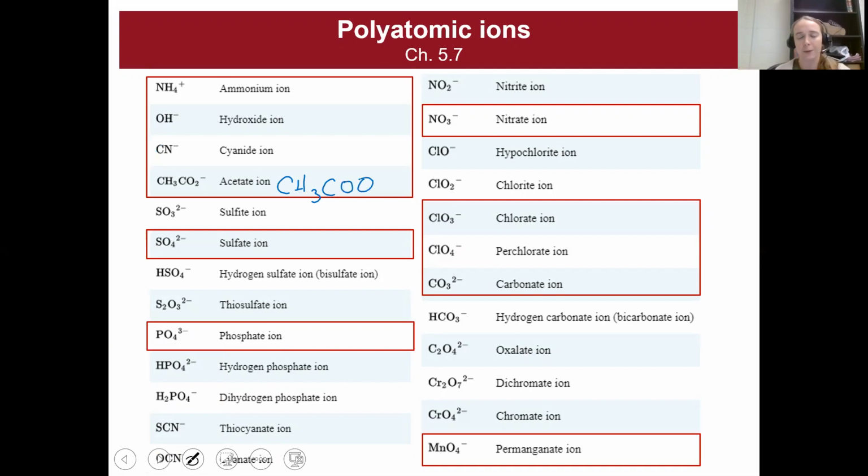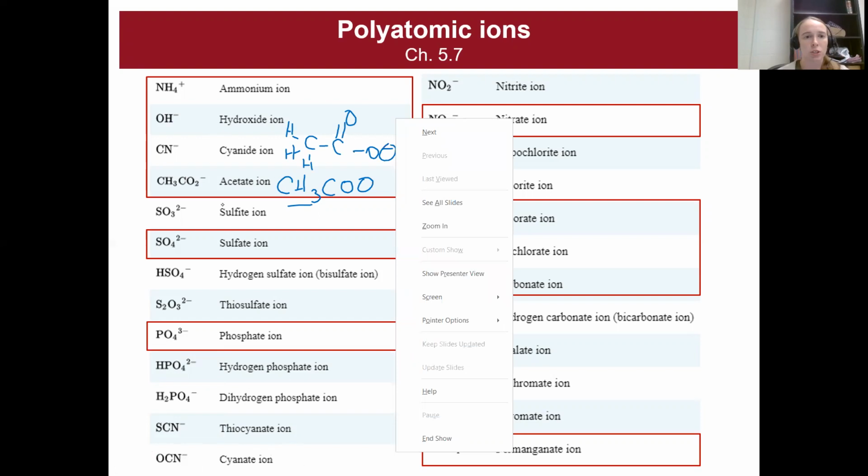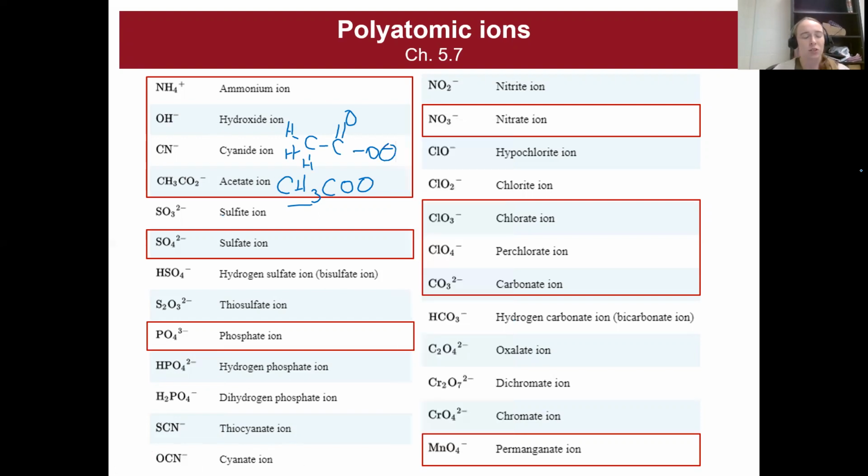CH3COO, and that's one of those structural formulas that I mentioned briefly in my previous video that tells us about the connectivity of the atoms. So the acetate ion actually looks like this. It's got a carbon with 3 hydrogens on it, just like it says here, attached to another carbon, which has 2 oxygens. And then that oxygen has a minus charge, -1 charge.